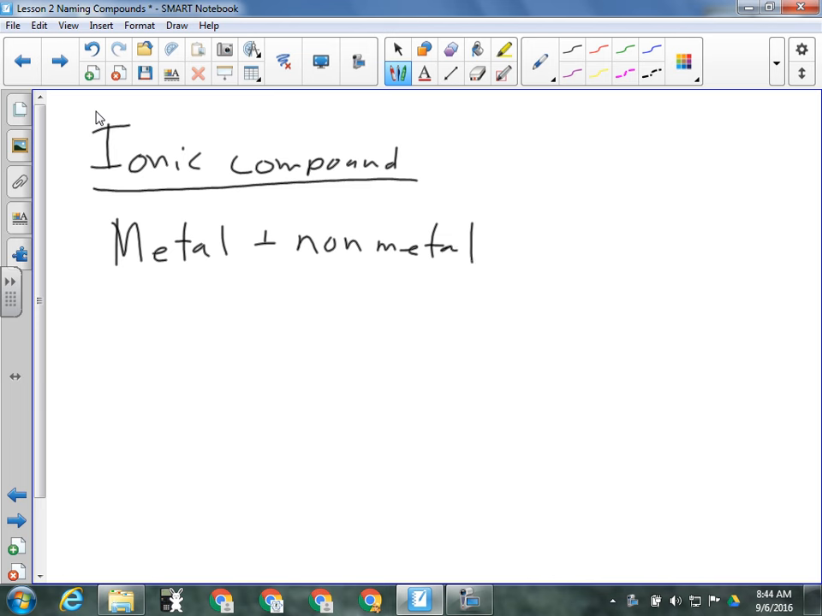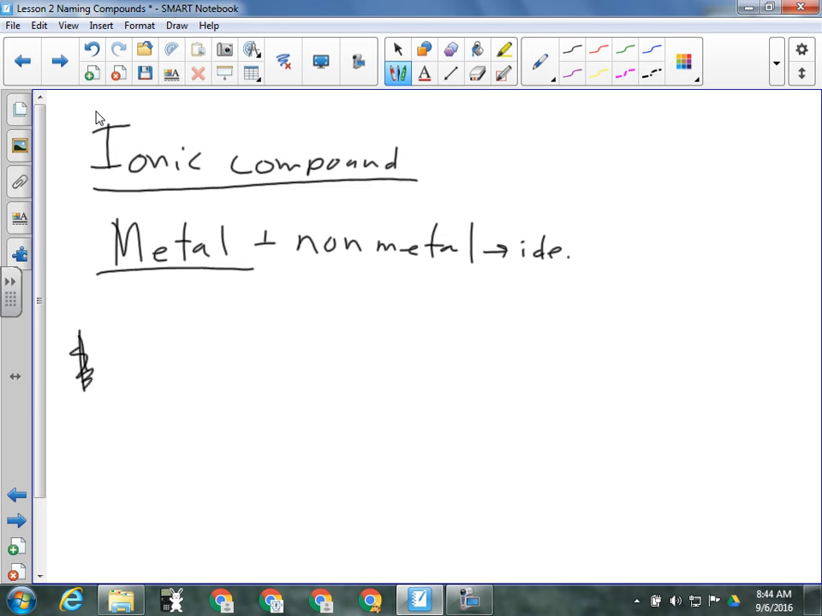Naming rules are simple. Don't change the name of the metal. Change the ending of the non-metal to "ide." And then you got the whole drop and swap thing. If we got multivalent metals, then those ones require Roman numerals. We talked about that last week as well. Basically, you just have to use the charge on the non-metal to figure out the charge on the metal, and then you put in the appropriate Roman numeral.